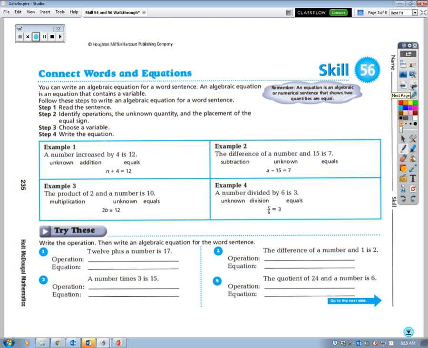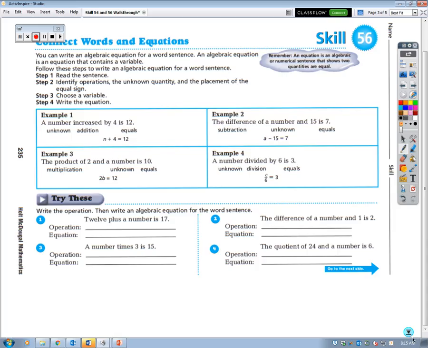So the next skill that you guys are reviewing is skill 56, which is connecting words with equations. And this is tough for some of you guys because not only do you have to connect words with equations, but you have to put them in the right order. And I think that's where a lot of us find some of the biggest challenge in this, putting them in the right order. So we're going to go ahead and just jump down to try these.